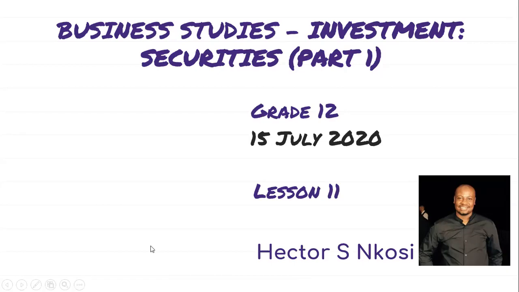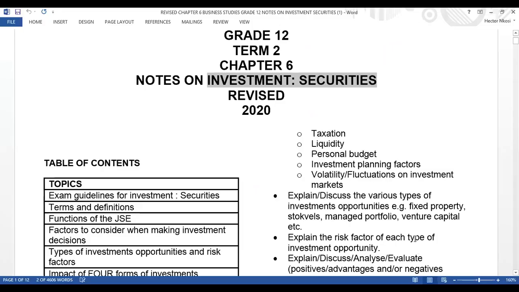Now, grade 12s, you need to know, or by now you should know, that before you start any chapter, you must know the learning outcomes, meaning the things that you need to know by the end of this chapter. Does it make sense? So now I want to take you through the different learning outcomes when it comes to securities, basically, right? So we are recapping.